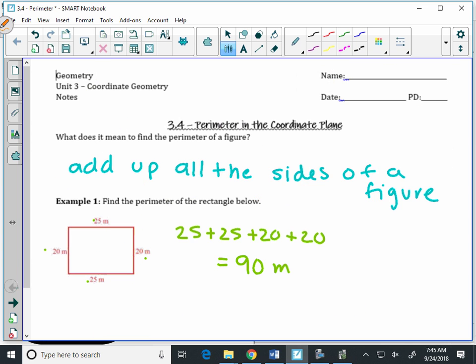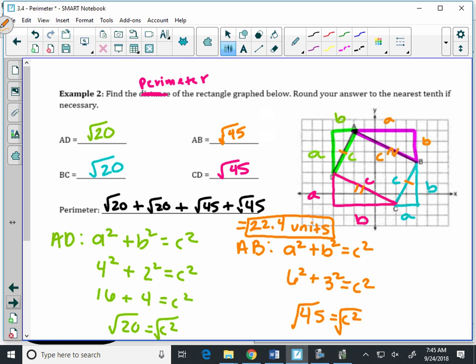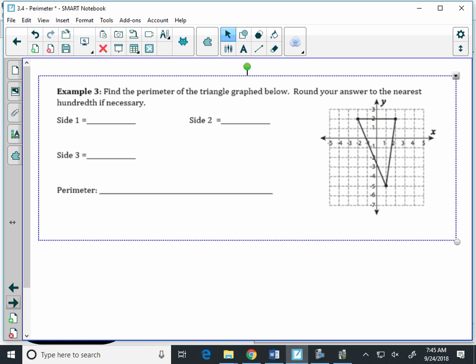You noticed in this rectangle as well, sides and sides were the same. That is true for every single rectangle in this entire world. Opposite sides will always be the same with a rectangle. So that's another shortcut. If you're asked to find the perimeter of a rectangle, you really only have to find the length of two sides, and then it's going to be the same as the ones across from it. So that saves you some time as well. If you don't remember that shortcut, it's not the end of the world. You'll just do a little more work. Questions over that?